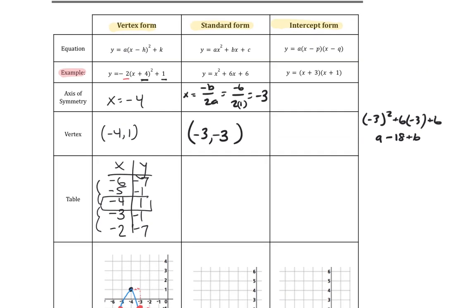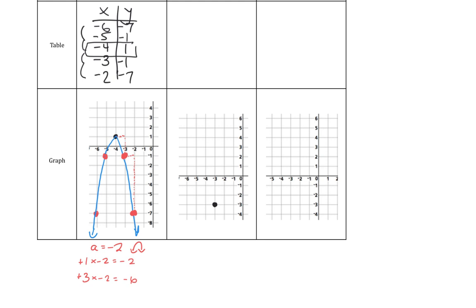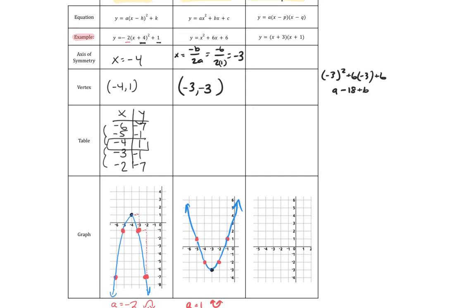My a value is 1. So this one's easy. So my a value is 1, so we're opening up. So we're going to go over 1, up 1, over 1, up 1, over 1 more, and we go up 3. And we connect our dots. And we now list those in our table. -3, -3. So we're going to go to -2, -1, -4, -5, and list those values.